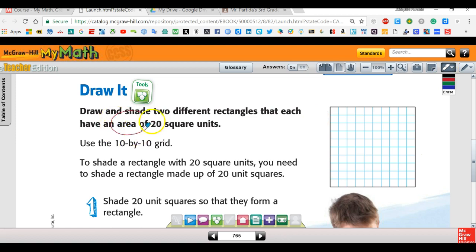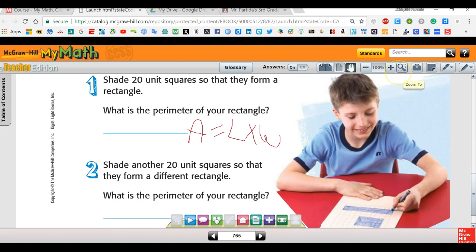The A stands for area. The L is for length, the length of the shape, and the W would be the width. So if I have a rectangle or a square with a length of 5 and a width of 2, what would be the area? If the area is length times width, what would be the area of that shape?